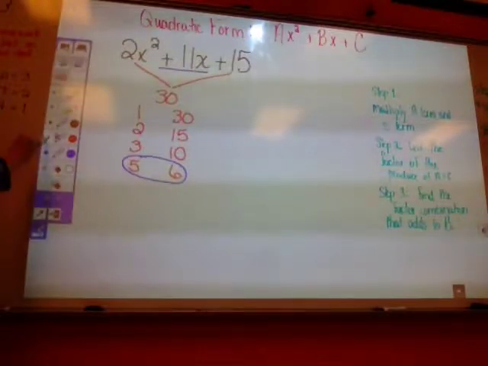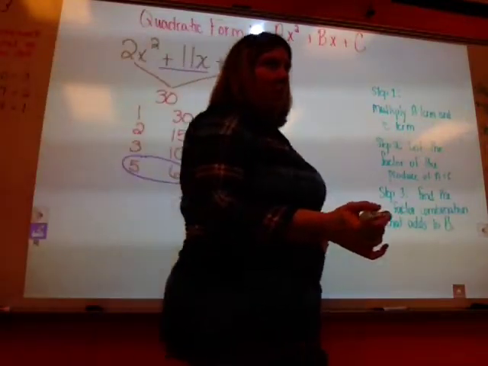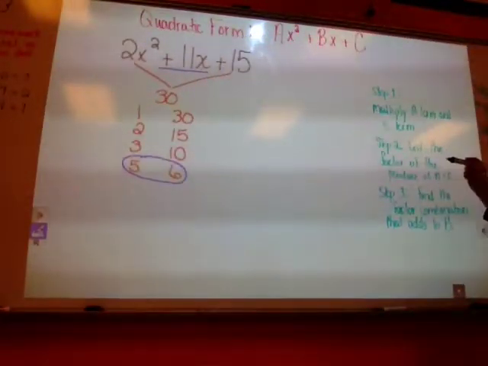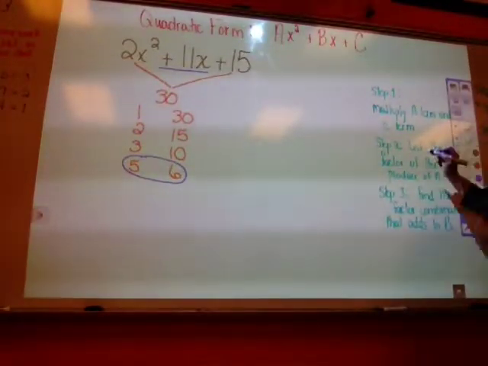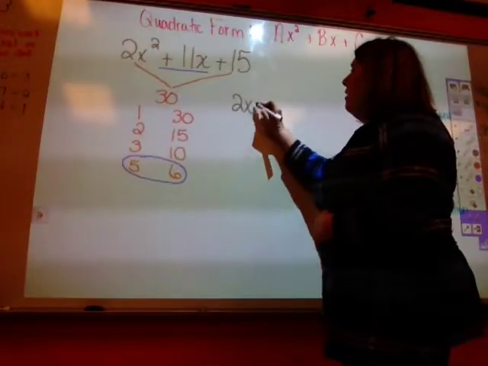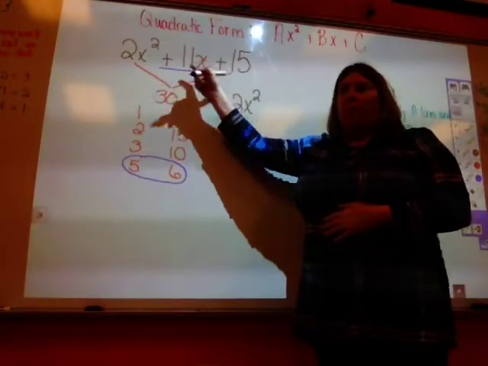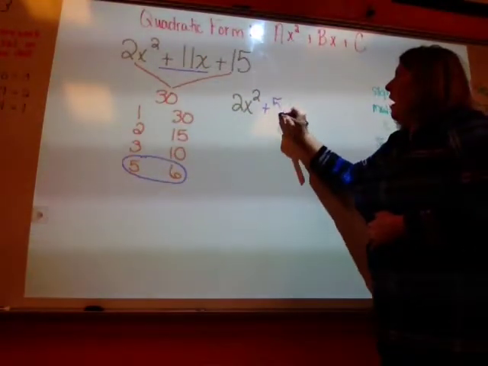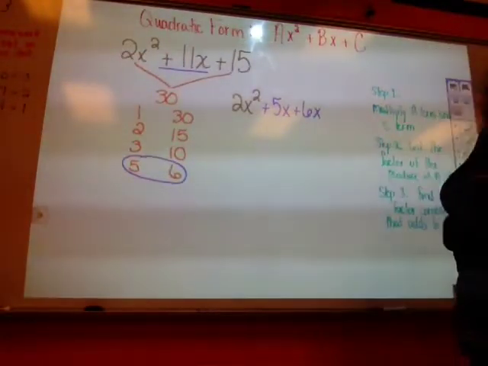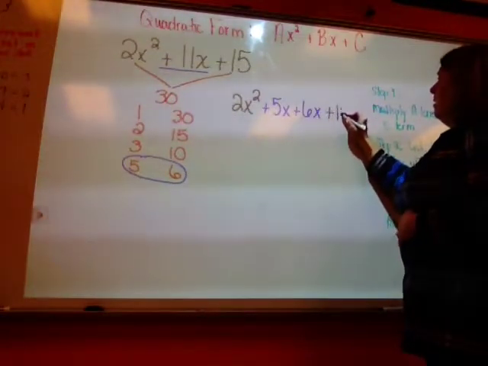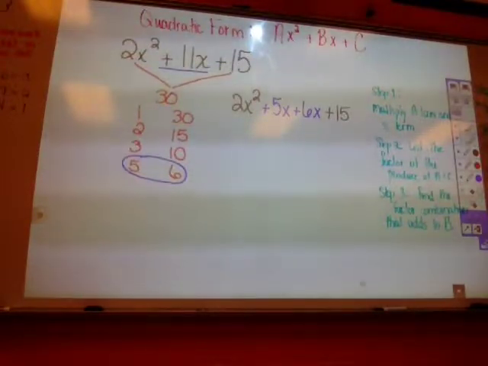So now, if I'm going to work this out, what's my next part? Split the middle. Split the middle. So what does that mean? Well, that means I'm going to originally go back and I'm going to do my 2x squared, right? But now I'm going to rewrite the 11x to be what? Plus 5x plus 6x. And then I'm just going to keep my plus 15. So far, so good? Okay.